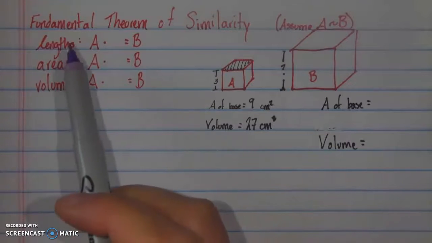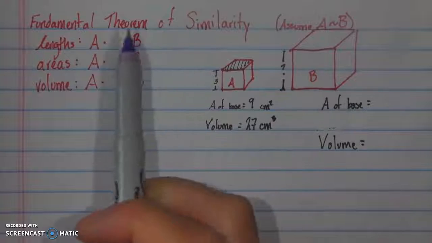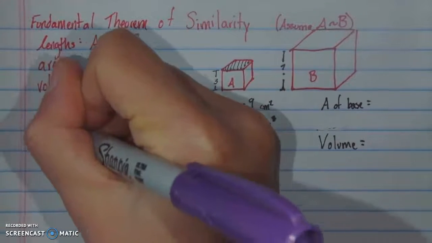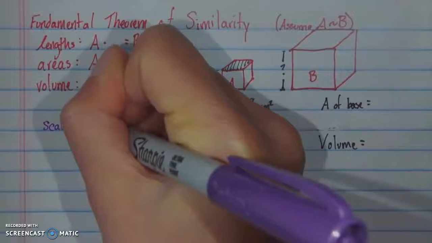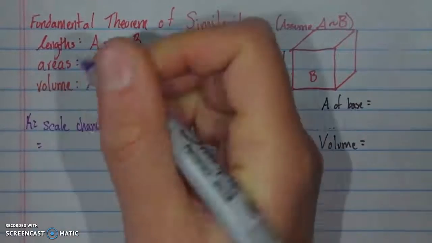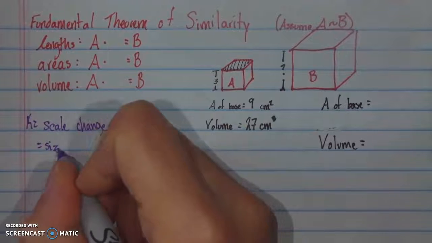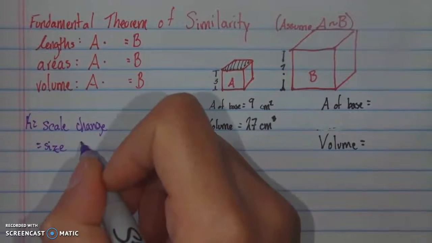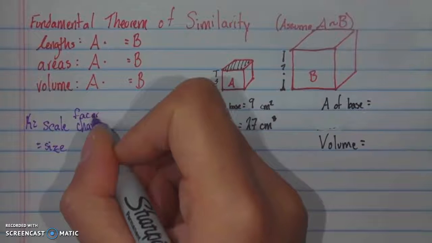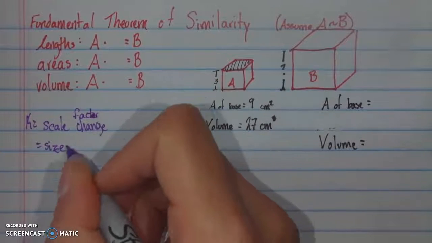So if we're talking about the fundamental theorem of similarity in regards to K, which remember is our scale change, also K is going to refer to our size change. So either one, our scale factor, scale change, our size change.